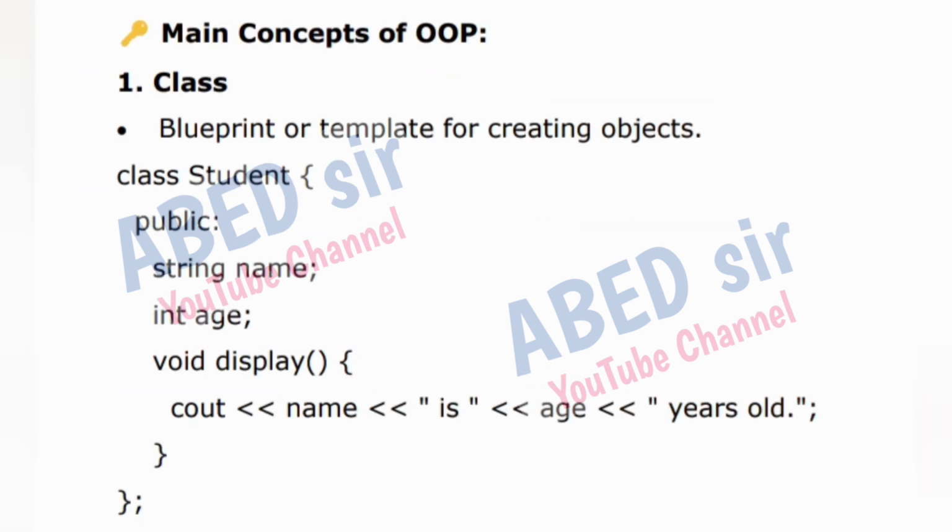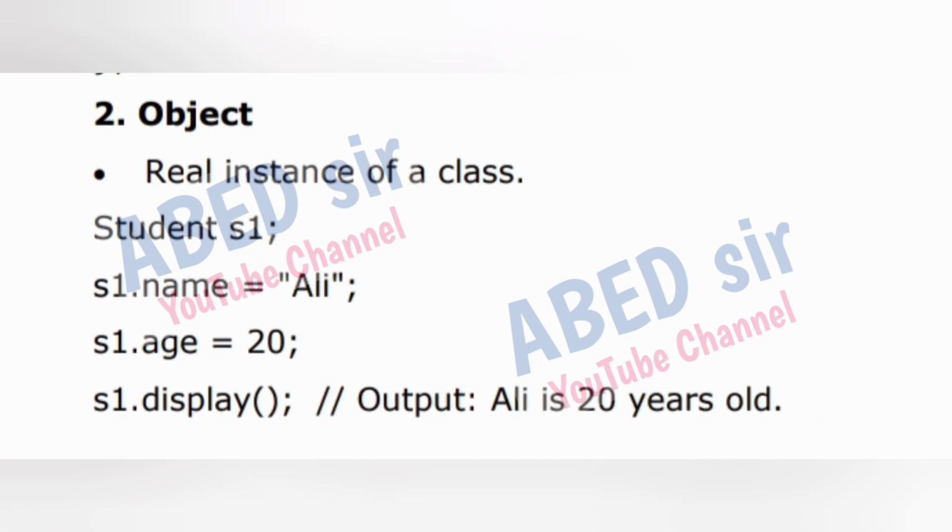Main concepts of OOP. 1. Class. Blueprint or template for creating objects. class Student { public: string name; int age; void display() { cout name is age years old. 2. Object. Real instance of a class. Student s1; s1.name = Ali; s1.age = 20; s1.display() outputs Ali is 20 years old.